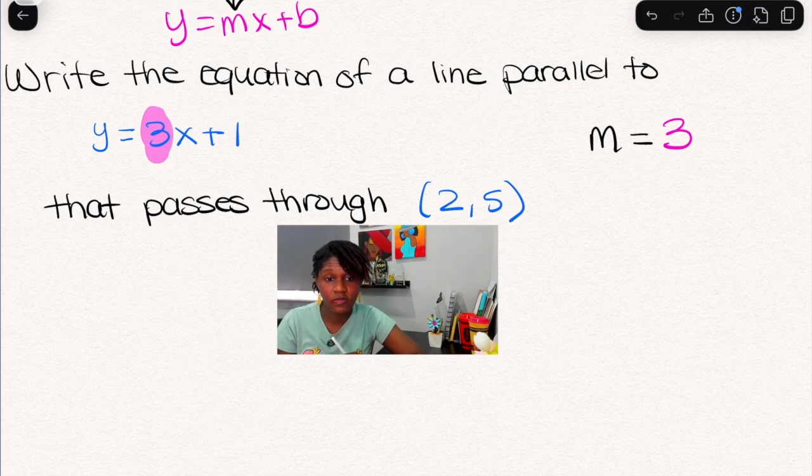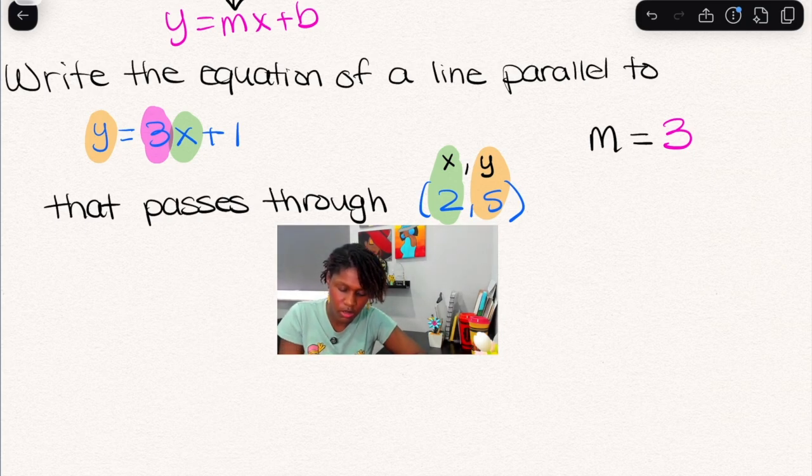Now that we know that our slope is 3, we are going to use that and the point that they gave us to be able to figure out the y-intercept for our line. Remember that when you have a point, it's given to you as (x, y). So we are going to plug it into our formula that way. So we have x, we have y, and we have the slope. We do not have b though.